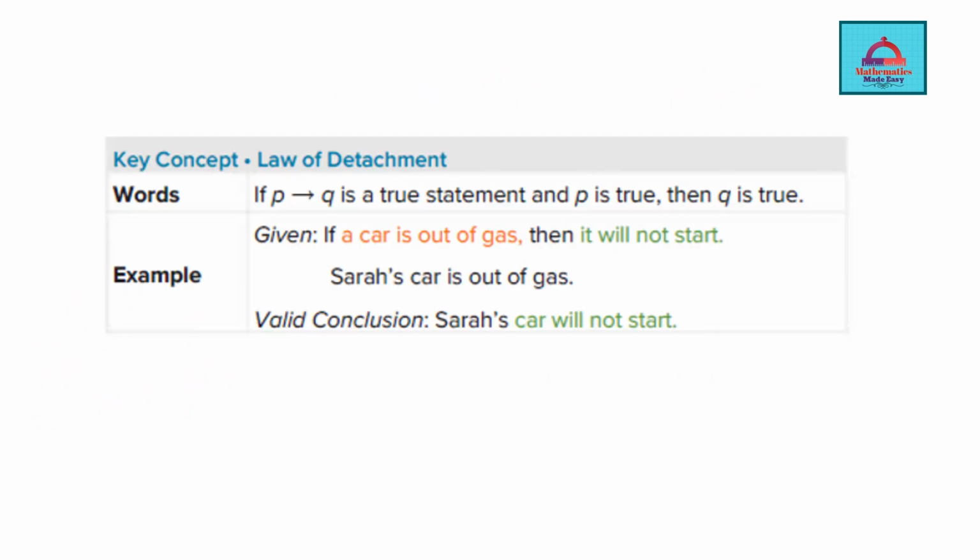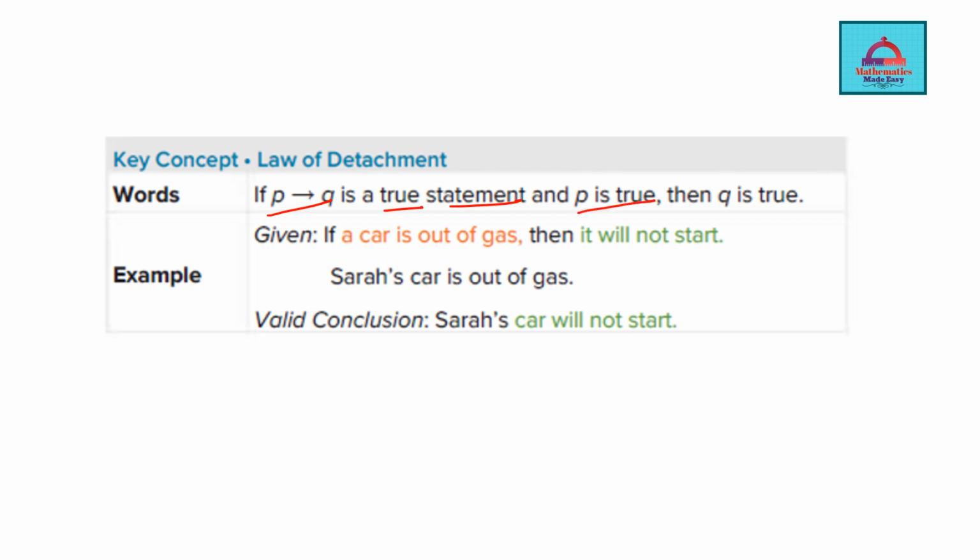So in order to determine whether each conclusion is valid based on the given information, we are going to use the law of detachment. So let me explain this law to you quickly. The law says that if P leads to Q is a true statement, if this is given to you, and P is given to be true, then Q is also going to be true.